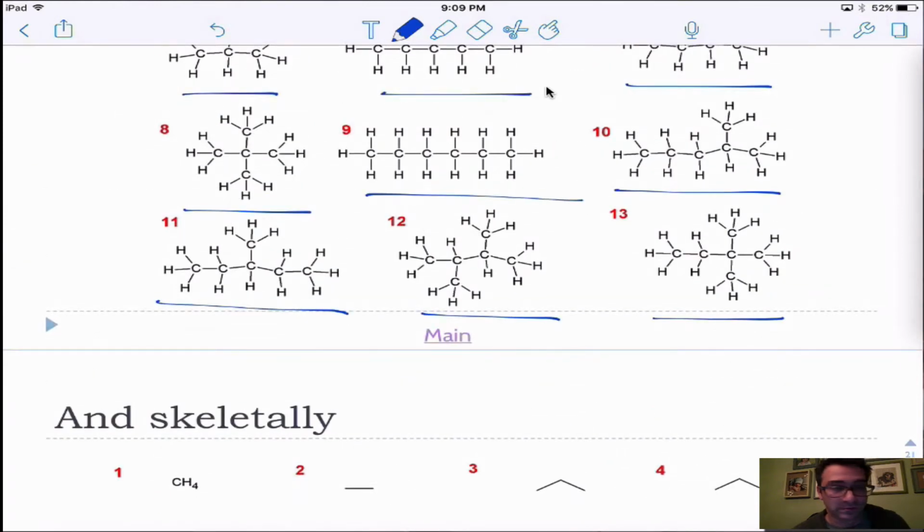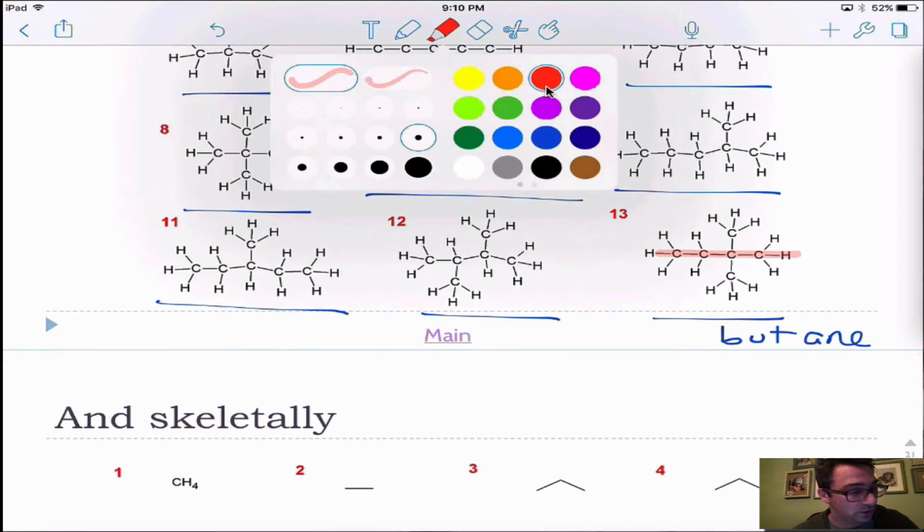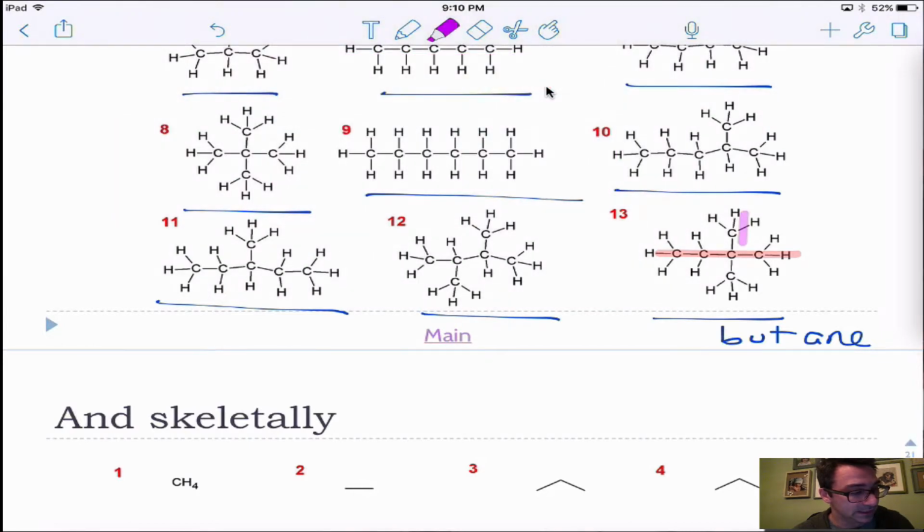I went through it quickly before, but if I look at something like this one, number 13, I would circle or highlight the longest chain of carbons, and so that would be 4 carbons, so that would be but-. It's all single bonds, so it's butane. And then I need to number the 2 carbon groups coming off of it. What I notice is that these 2 carbon groups coming off of it are the same exact chain. And so they're going to get di, and since they're both 1 carbon, they're dimethyl.